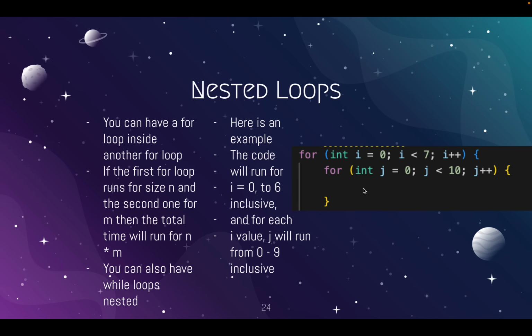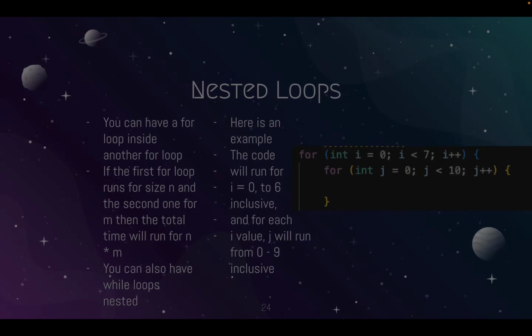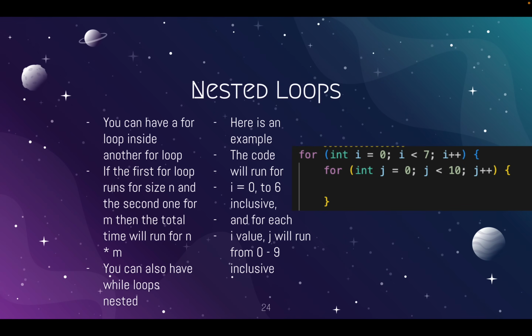Finally, nested loops. You can have a for loop inside another for loop, and while loops inside other while loops, and even a while loop inside a for loop, or a for loop inside a while loop. Here's just a small example with the for loop.